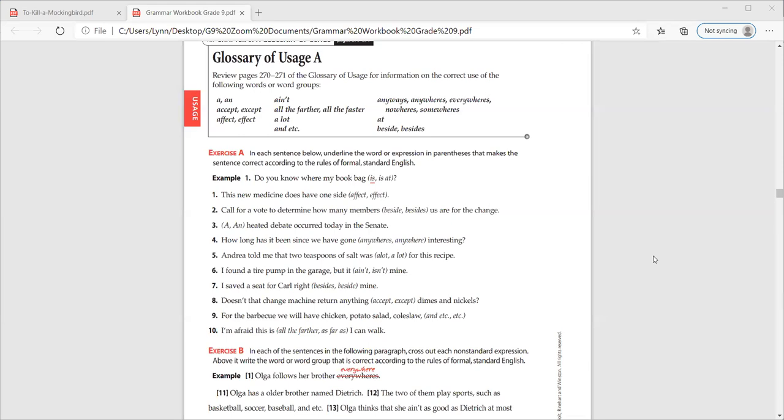All right, and let's do these exercises. Choose the correct word in parentheses according to standard usage. Example, today people are using fewer or less salt than they did years ago. You would say, today people are using less salt than they did years ago. Okay.